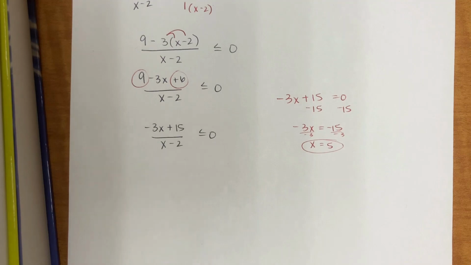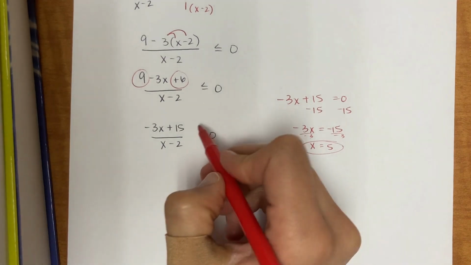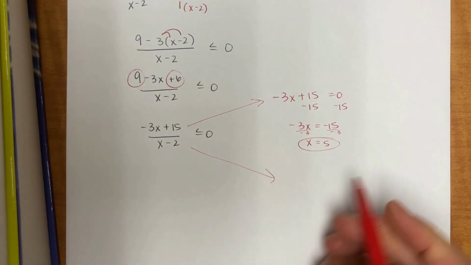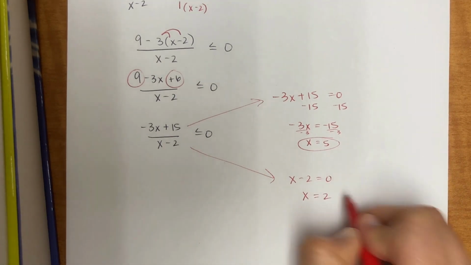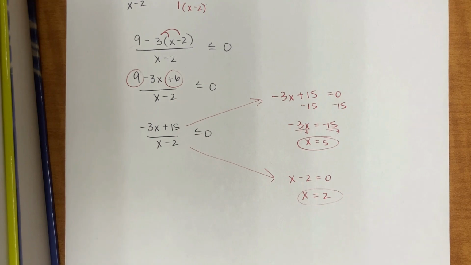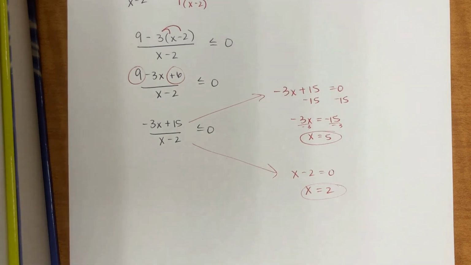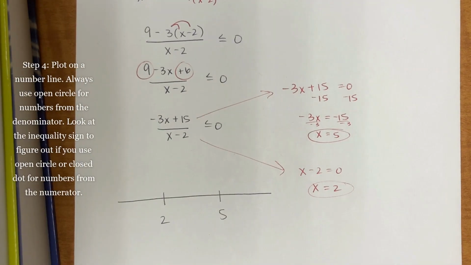So my first answer is x equals 5. Do the same thing. So that was setting my top equal to 0. Now I'm going to set my bottom equal to 0 and solve for x. I just have to add 2 over to the other side. All right, plot these two numbers on a number line. Make sure you put them in the right order from negative numbers to positive numbers.